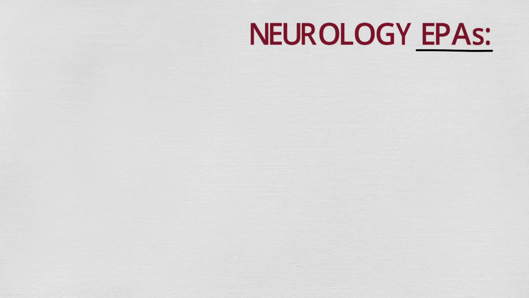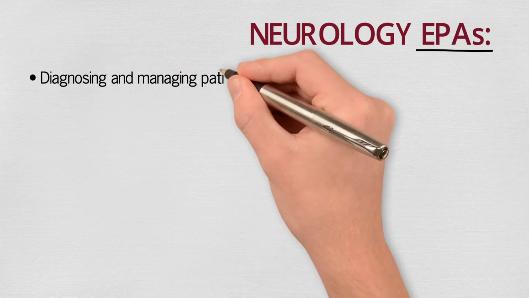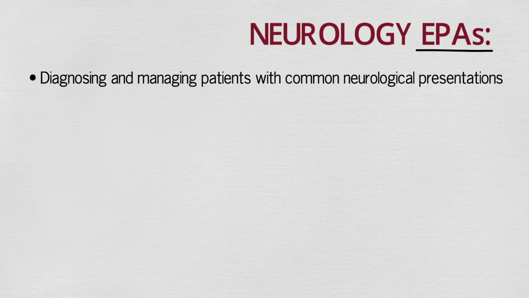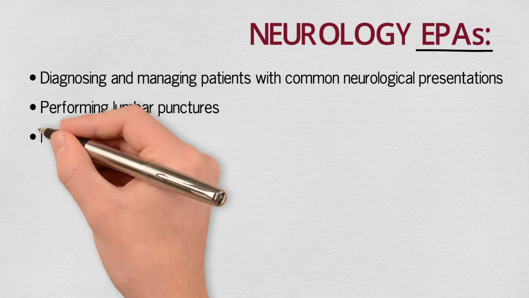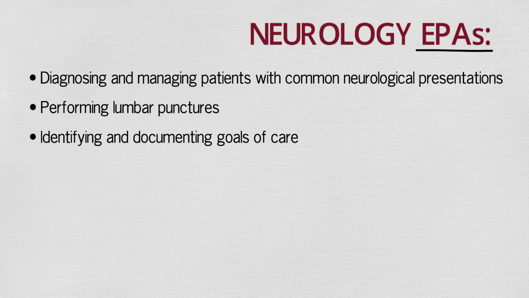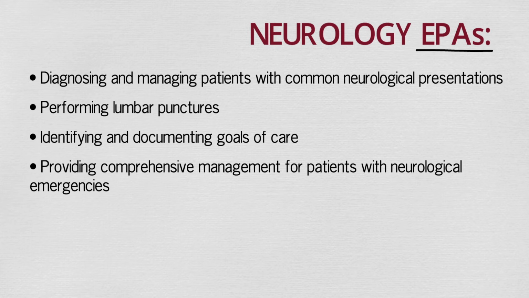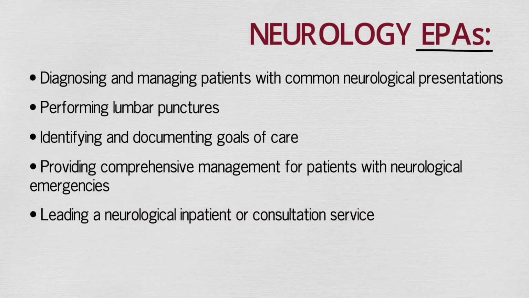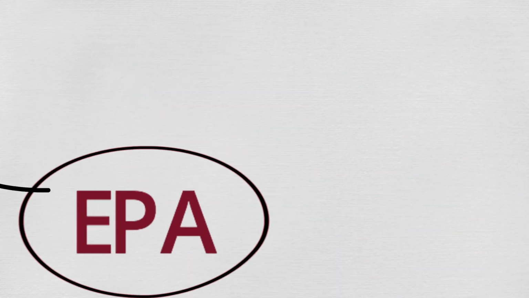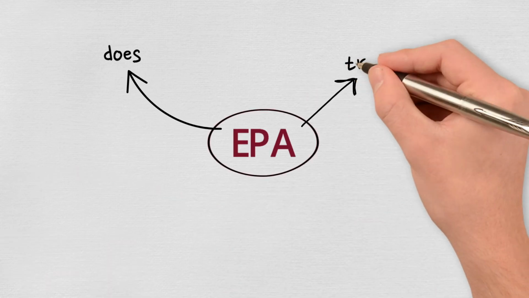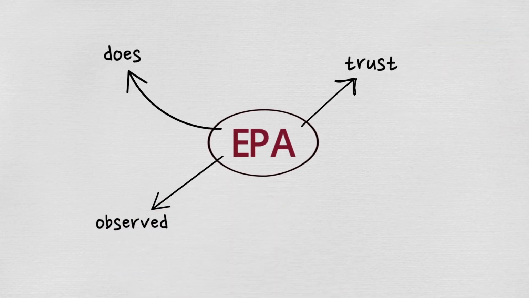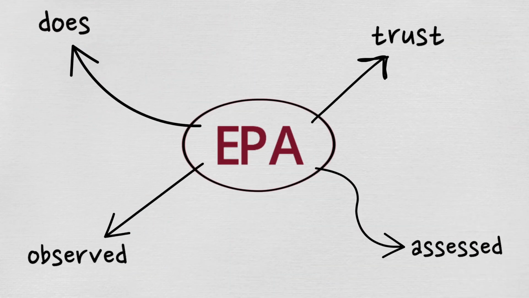These are some EPAs for neurology: diagnosing and managing patients with common neurological presentations, performing lumbar punctures, identifying and documenting goals of care, providing comprehensive management for patients with neurological emergencies, and leading a neurological inpatient or consultation service. Each EPA is a unit of work and outlines something a neurologist actually does. You could also imagine your resident being trusted to function independently for each of those activities, and so an EPA is something on which a learner could be both observed and assessed.